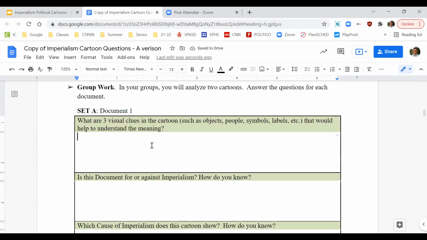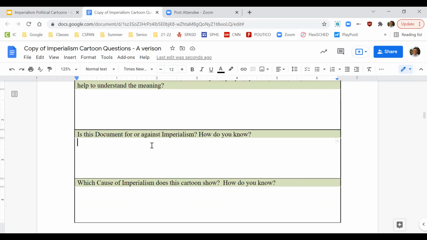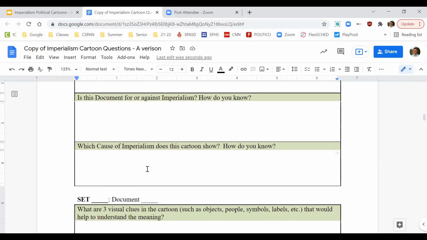And then I'm going to go through with these green boxes. What are three visual clues in the cartoon that would help to understand the meaning? That just means like, who are some of the people in the cartoon? What are symbols? Is anything labeled? Are there any words at the bottom of the document? Is the document for or against imperialism? How do you know? Which cause of imperialism does the cartoon show? How do you know that?